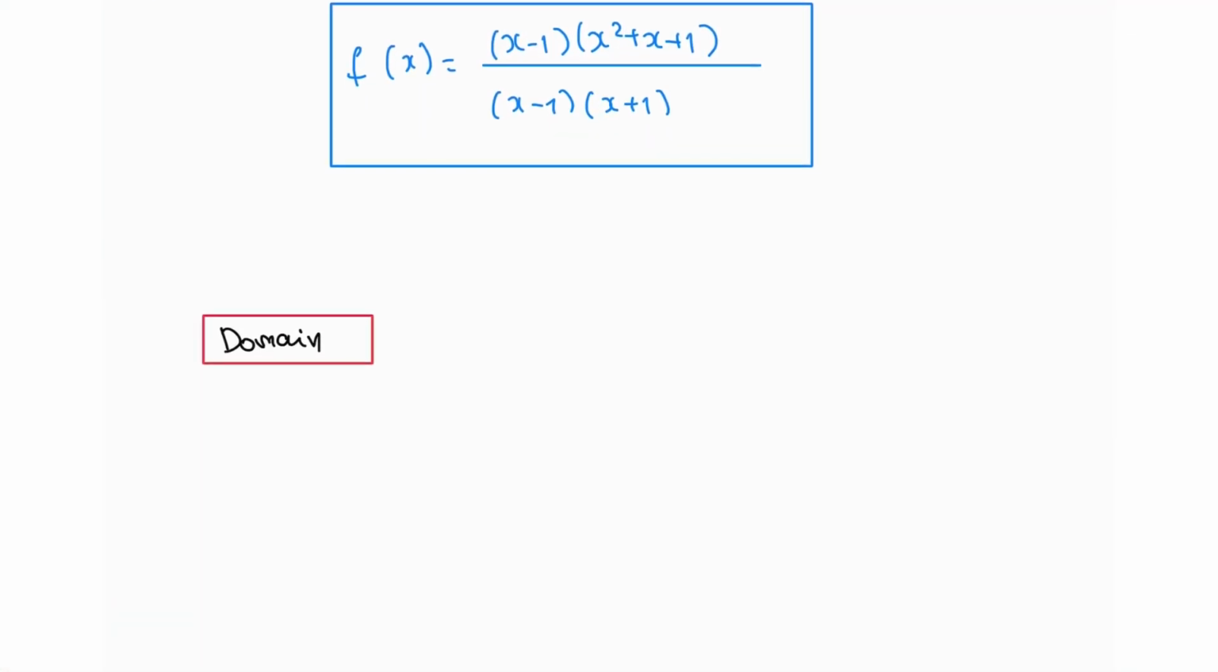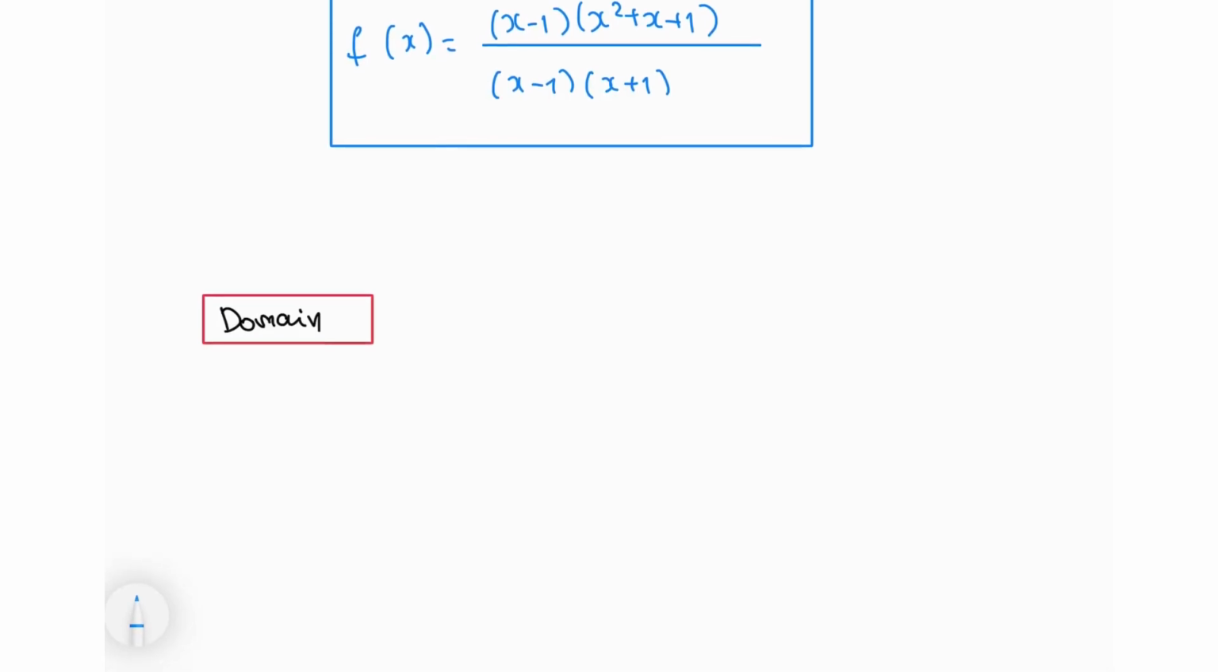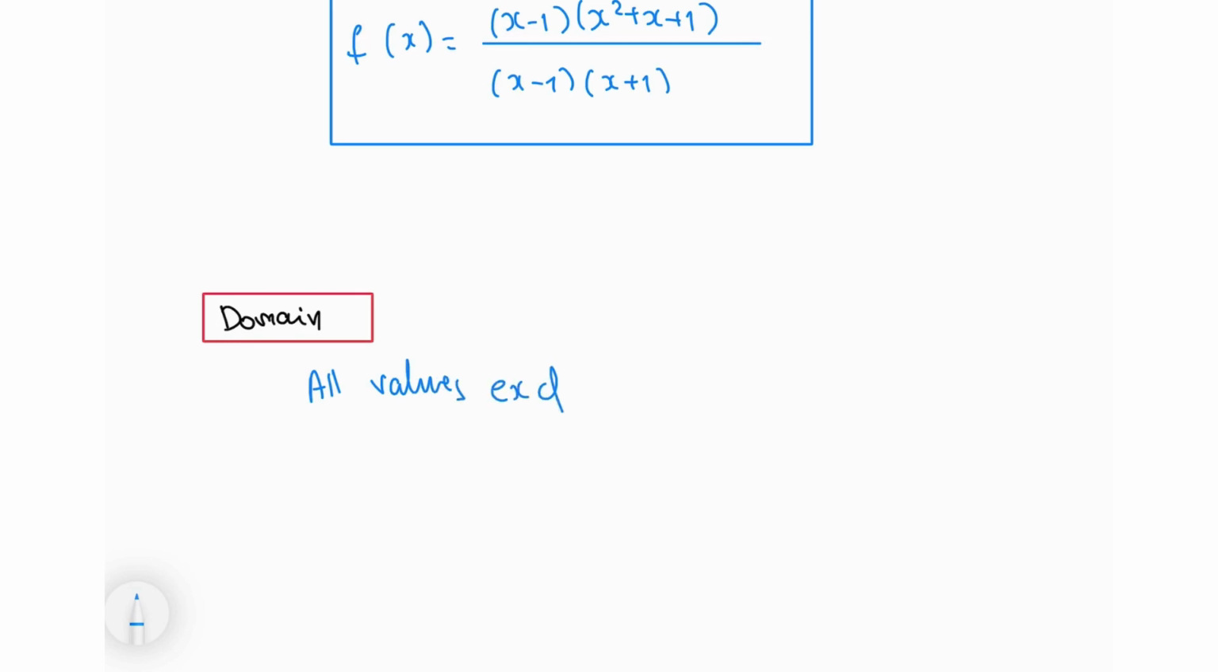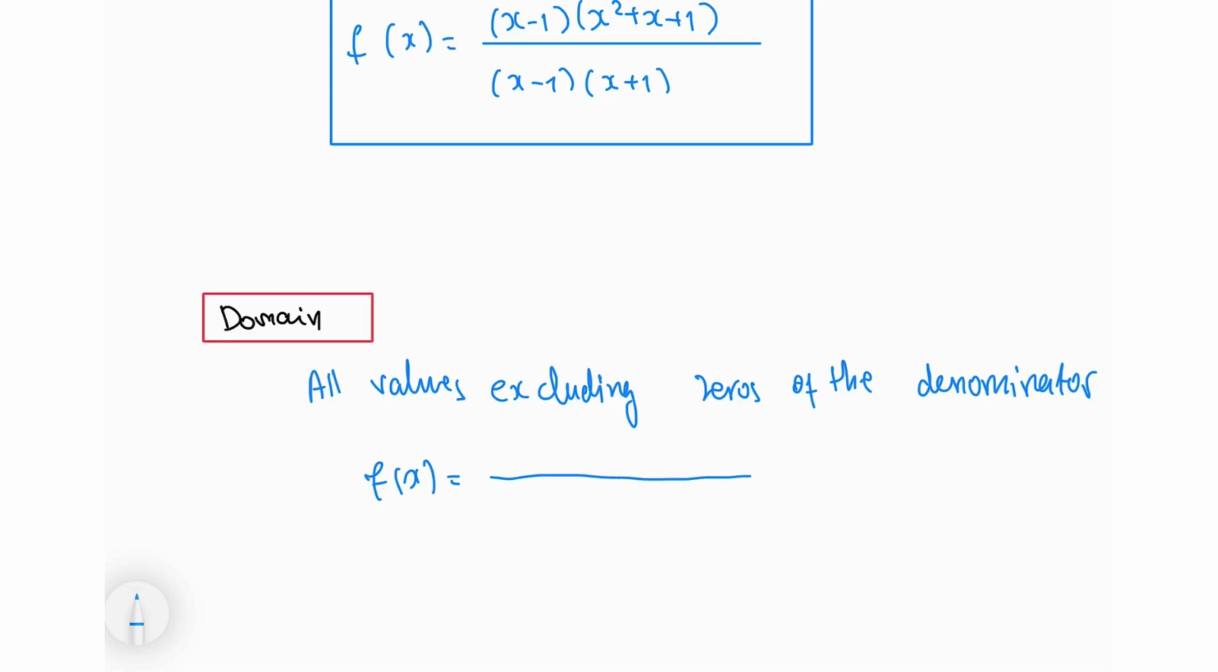So we have done the preliminary analysis, and now we are going to find the domain of the function. The domain of the rational function will be all values excluding zeros of the denominator. In our case we have f of x, and that is the reason why we have performed the simplification and factorization, because we want to more easily see the zeros.